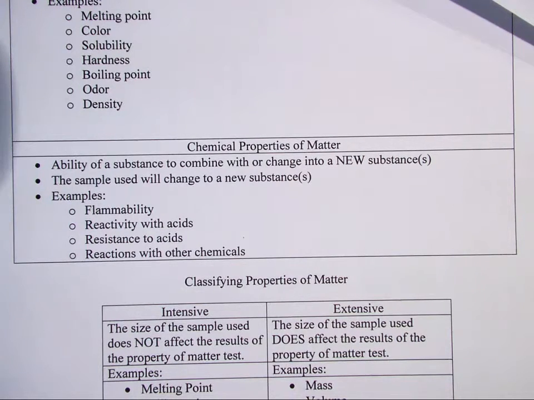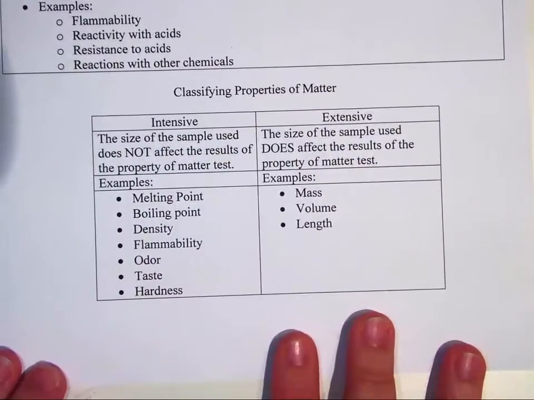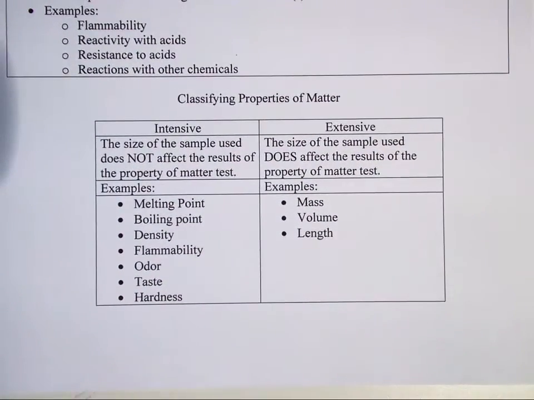Now, with both of these properties of matter, it doesn't matter what sample size you're using to run any of these tests, you will always get the same results. And that's why they're great for helping us to figure out what substances we have or we don't have. Now, we can classify the properties of matter into two groups, and you just make a table for this. And some of these properties of matter are considered intensive. The sample size used does not affect the test results of the properties of matter.